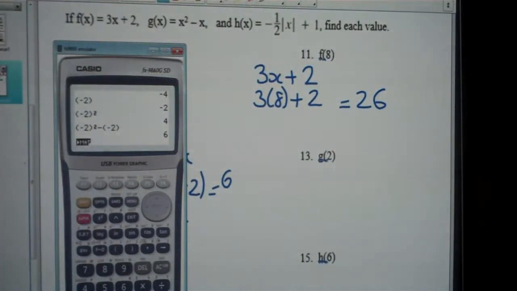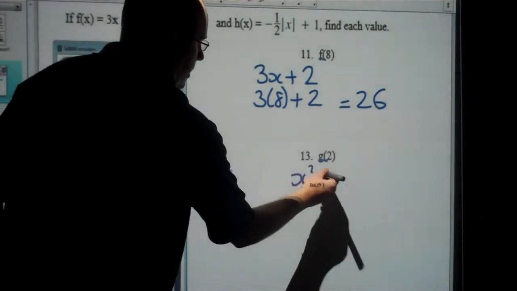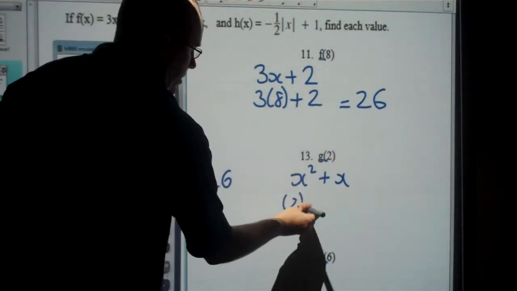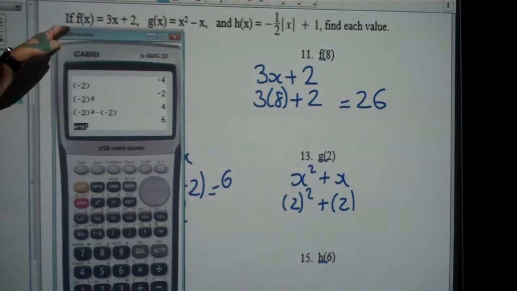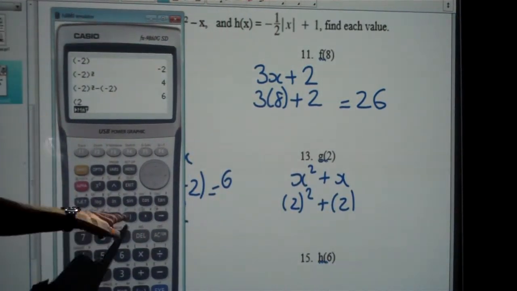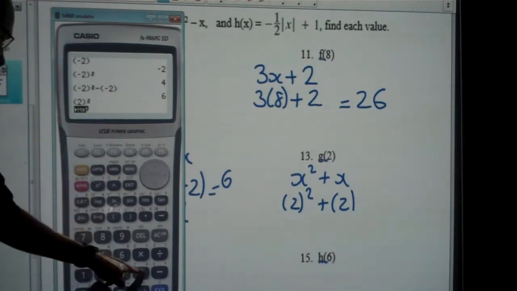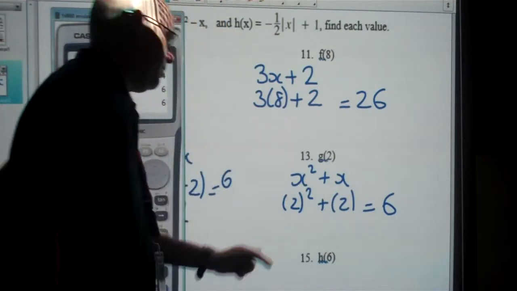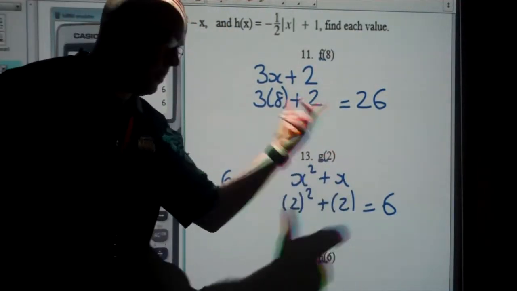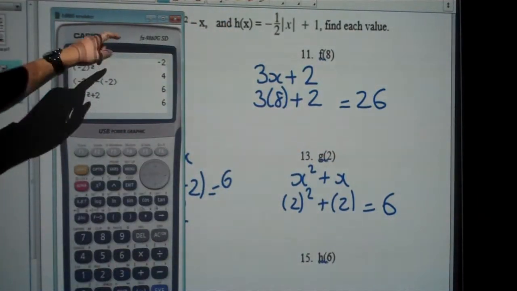13 says g of 2, so write out the formula. x squared plus x, substitute in 2, still keeping parentheses here, even though I could probably do this one in my head easily enough. 2 squared plus 2 equals 6. Not surprisingly, 2 squared is 4, and then when you add 2 to that, you get 6.